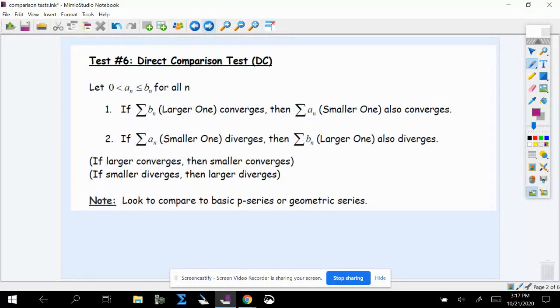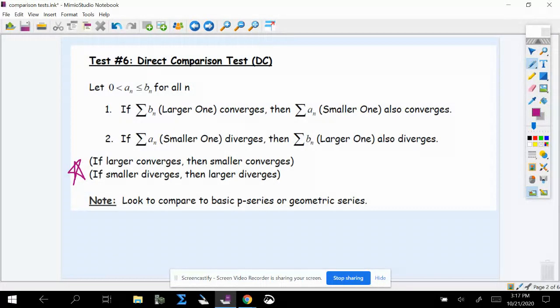And I summarize it in this phrasing. If the larger converges, the smaller converges. If the smaller diverges, then the larger diverges. I can't say anything other than those things. So I can't say, if the smaller converges, I know something, or if the larger diverges, I know something. It can only work in these 2 situations.